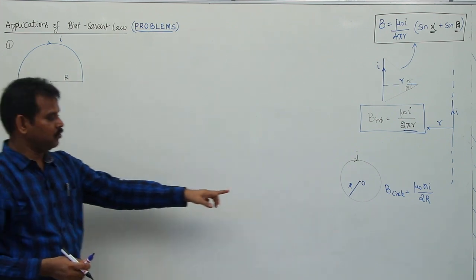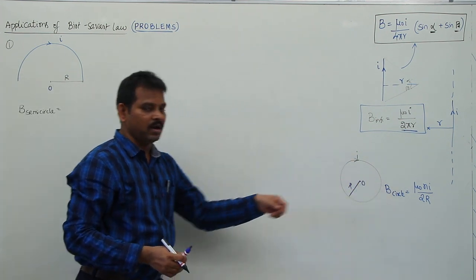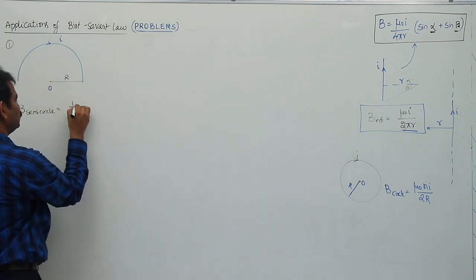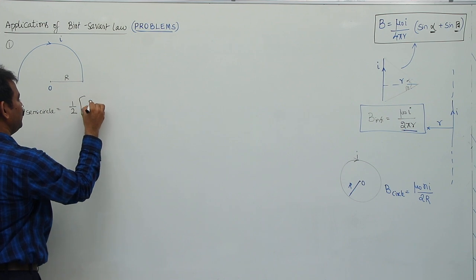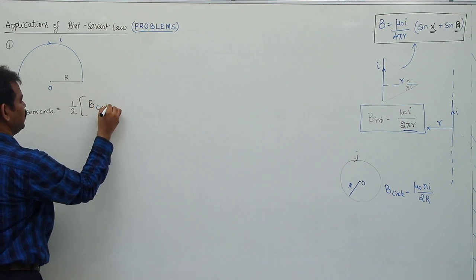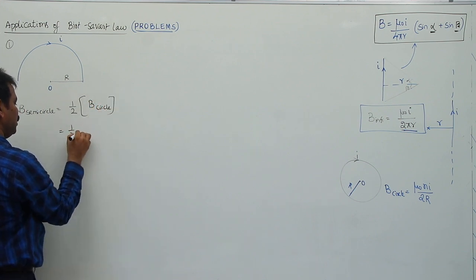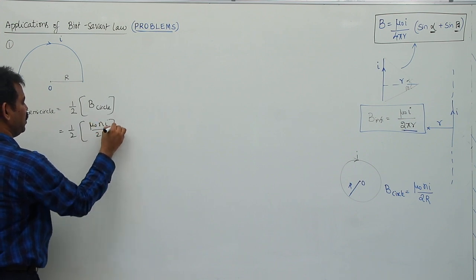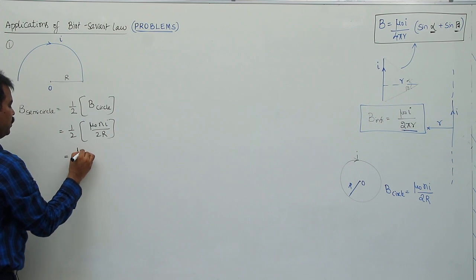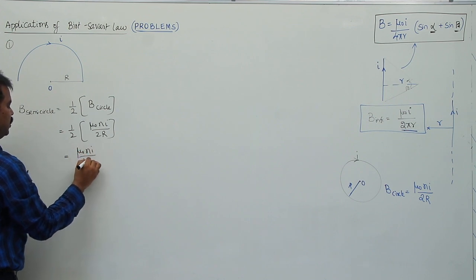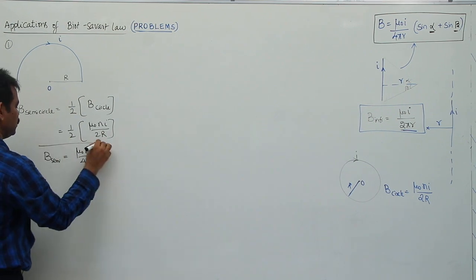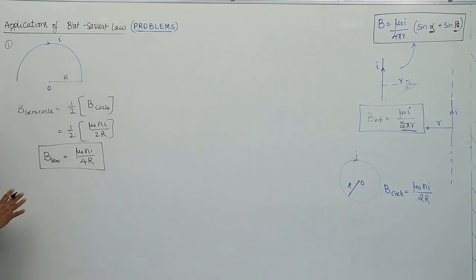I know the magnetic field due to a complete circle is mu naught N I by 2r. But for a semicircle, half of that value. So this is half of the magnetic field due to a complete circle, so this is half of mu naught N I by 2r, which is given by mu naught N I by 4r. This is the magnetic field due to a semicircle. So this is the first problem.